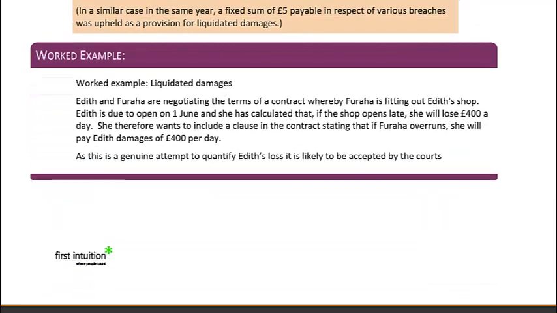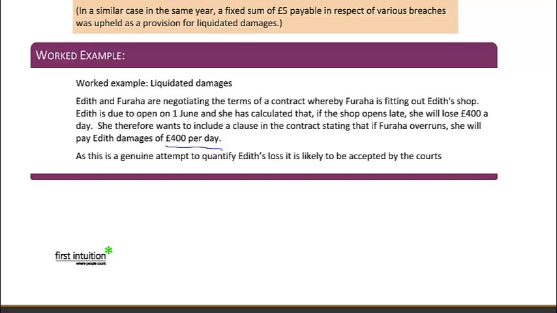Now we have a worked example there for you to have a look at. Edith and Furaha are negotiating the terms of a contract, and Furaha is fitting out Edith's shop. She's due to open on the 1st of June, but she worked out that if the shop opens late, she will lose out on £400 worth of profits per day. So she wants to put a clause in the contract that says for every day that the work overruns, she's going to have £400 of damages.